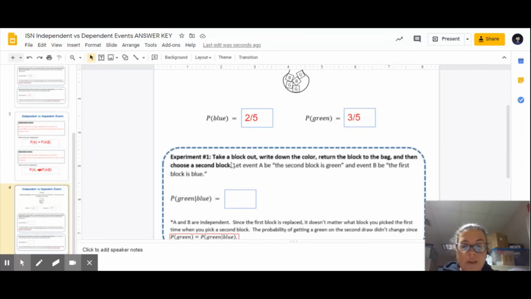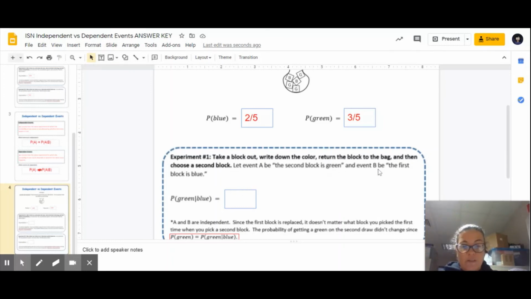Experiment 1, take a block out, write down the color, return the block back to the bag, and then choose a second block. Let event A be the second block is green, and event B be the first block is blue. So we want to know what is the probability of getting a green after you already pulled a blue one. So we pull a blue one out, put it back into the bag when we're done.